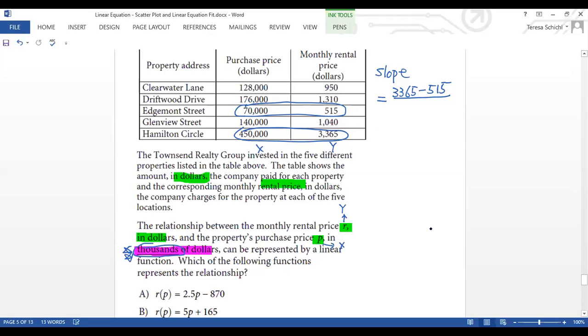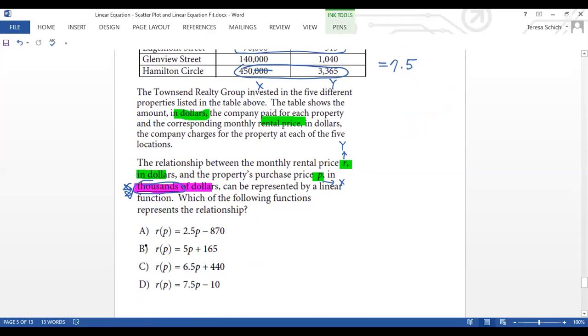They say this regression line is in thousands of dollars. So your x values here will be 450 minus 70, because it's thousands, that means you don't use this 230, right? So now you get the slope is 7.5. Okay, so let's take a look. Do we have a slope of 7.5? Oh, yes. So I know this is the answer here.